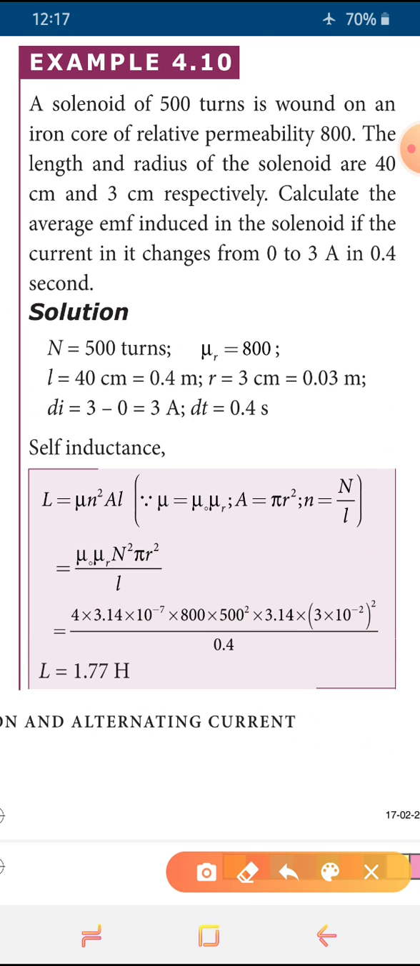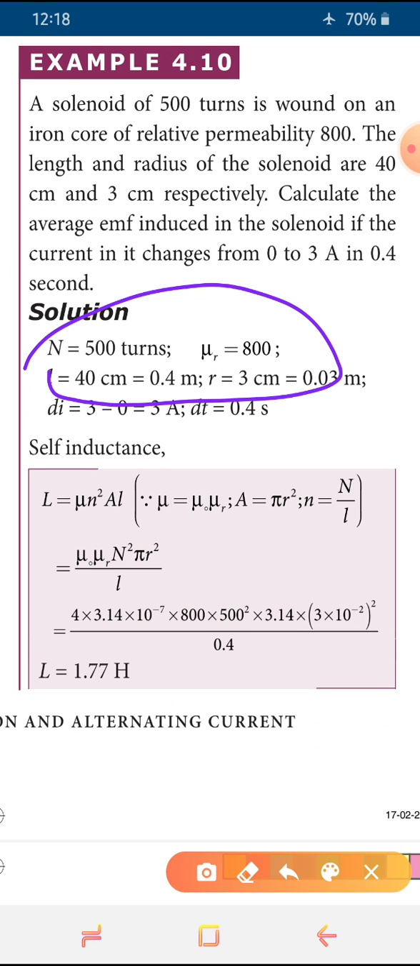induced in the solenoid if the current in it changes from 0 to 3 ampere in 0.4 second. So we are writing all the known given data: n, mu naught, L, then that L is converted into meter, and R is also converted into meter. How can we convert centimeter to meter? We can multiply by 10 power minus 2, or divide, as it is done here. 0.4 we can write, or 40 into 10 power minus 2 is also right.